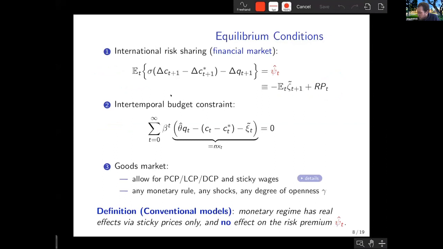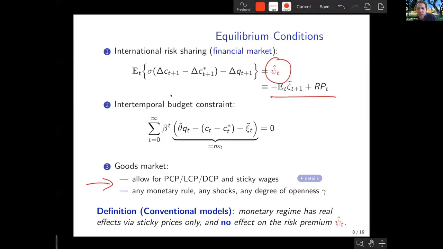And so these two conditions have to hold independently of what happens on the supply side. On the supply side, you can have sticky prices or sticky wages, and if prices are sticky, they can be sticky in different currencies, and there could be all sorts of shocks to productivity or to markups in that market.